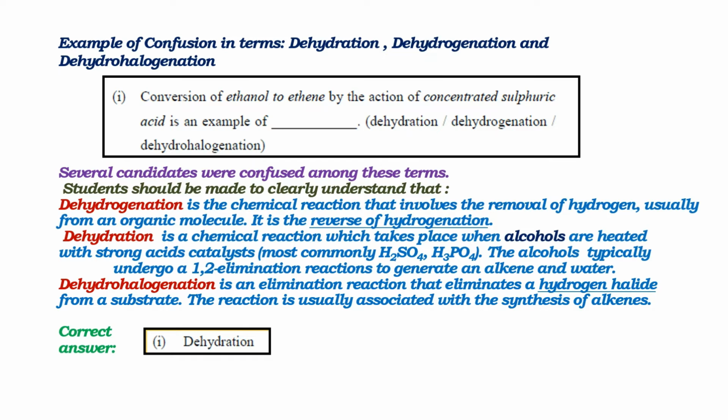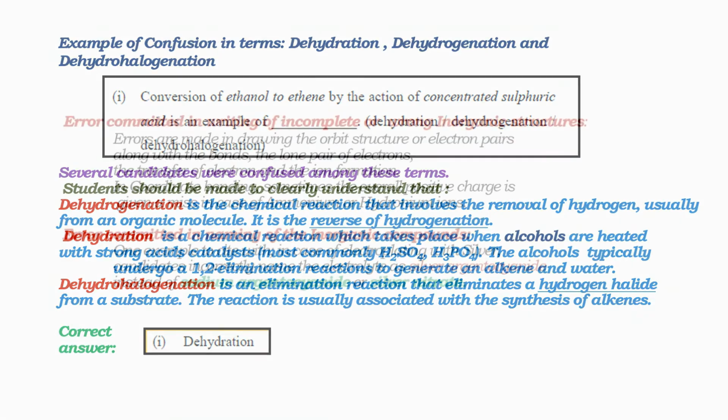Dehydration is a chemical process which takes place when alcohols are heated with a strong acid catalyst. Most commonly used are sulfuric acid and phosphoric acid. The alcohols typically undergo a 1,2 elimination reaction to generate an alkene and water. Dehydrohalogenation is an elimination reaction that eliminates the hydrogen halide from a substrate. This reaction is usually associated with the synthesis of alkenes.